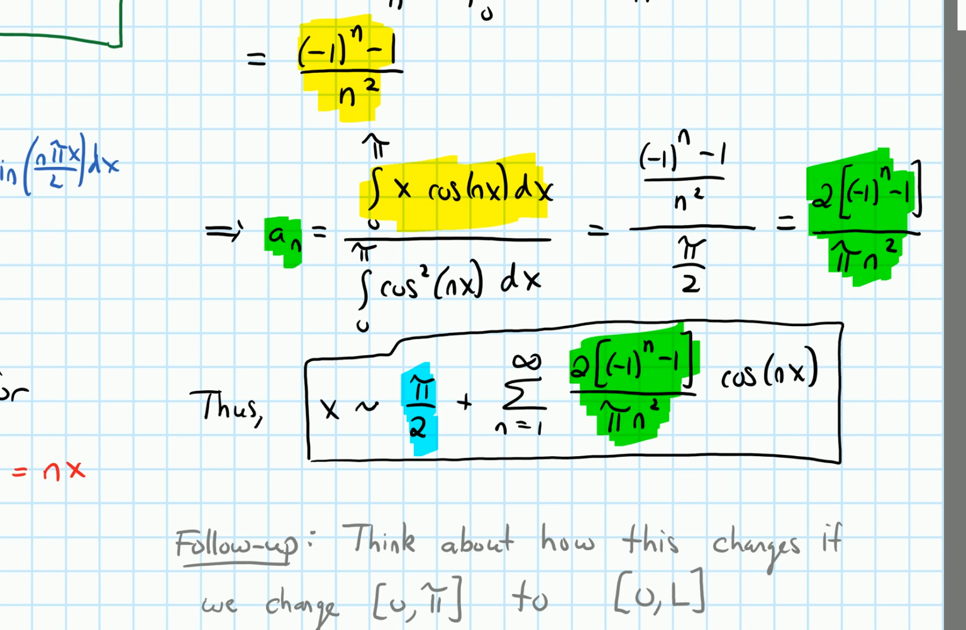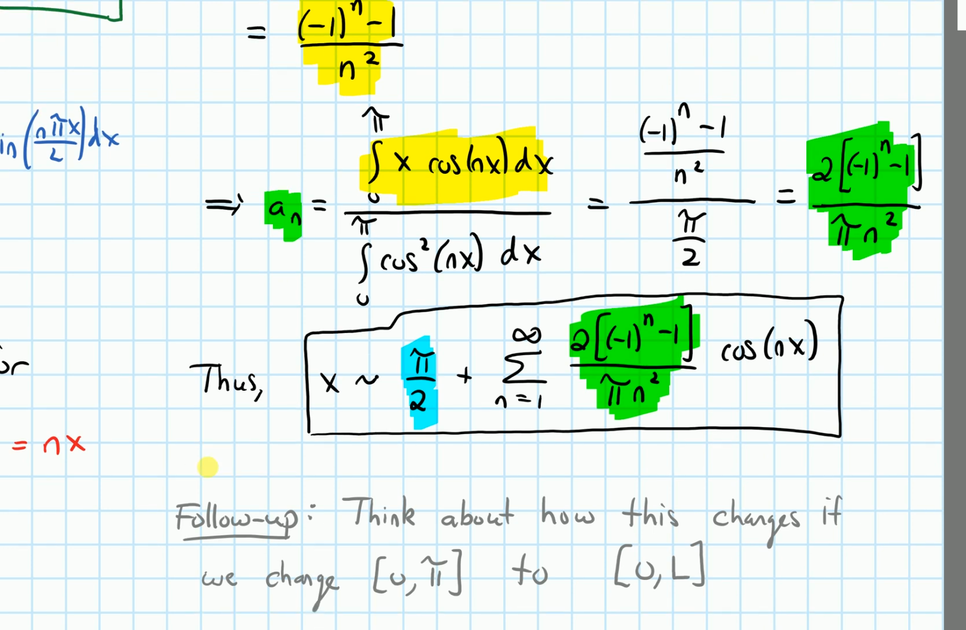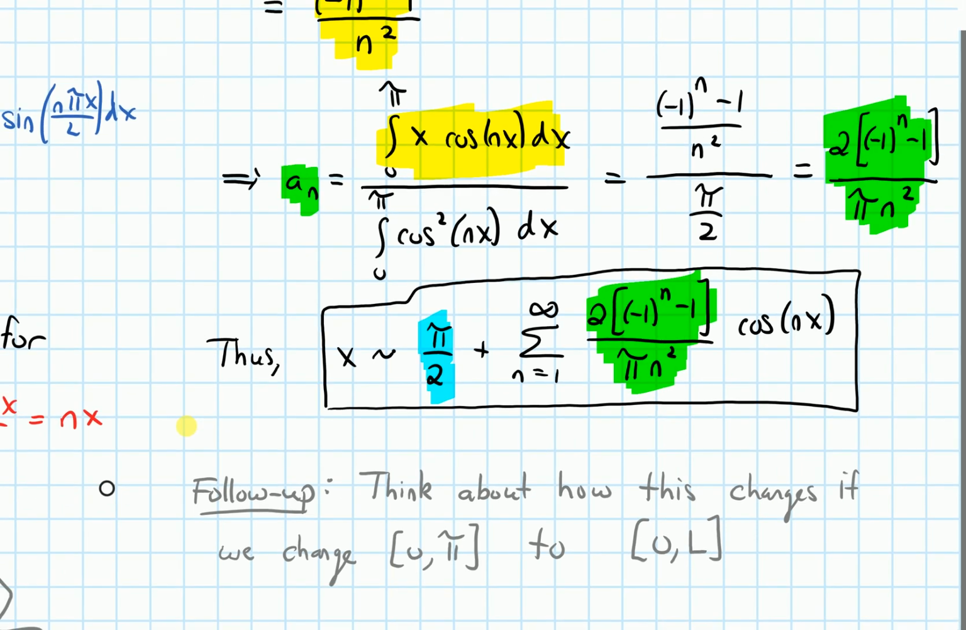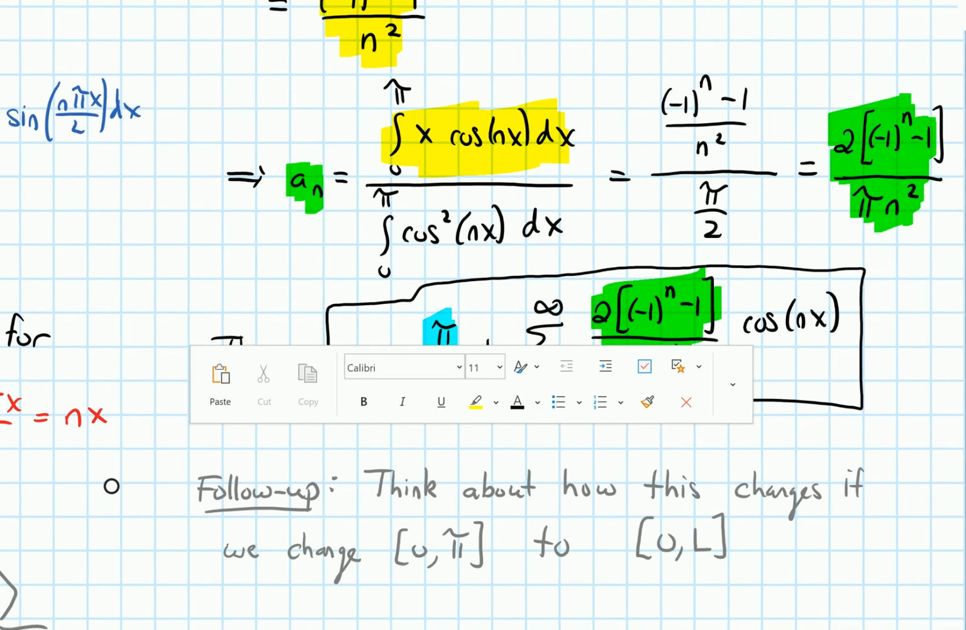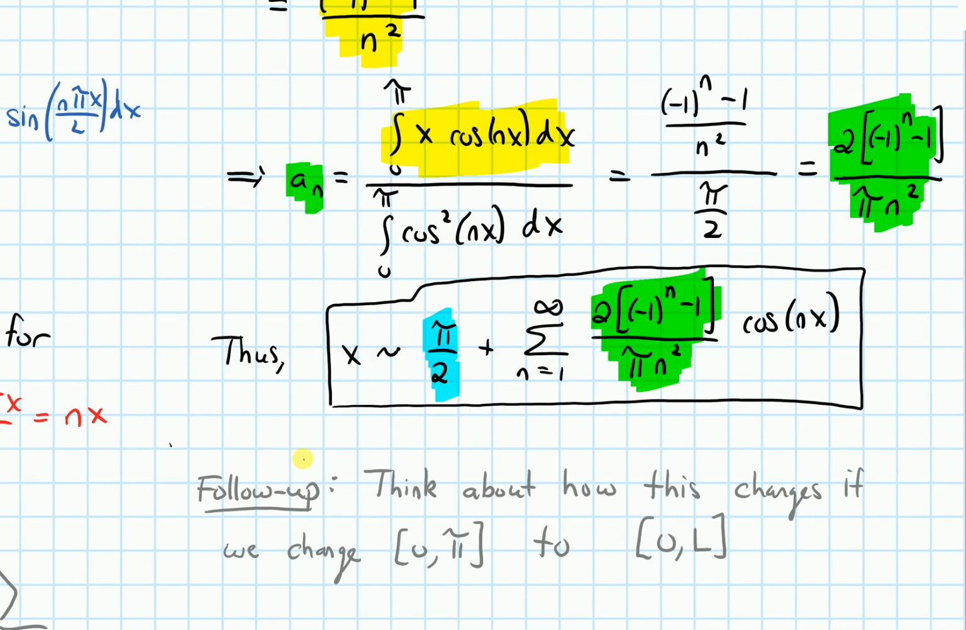All right, so what I want to end this video with is a follow-up question for you to think about. In this problem, we were looking at our function on the interval from 0 to pi. But I want you to think about how this would change if instead of that interval, we did this on the interval from 0 to L. So that's a question to think about afterwards. I'm not going to talk about what this is, but I would encourage you to really think about how this would change.